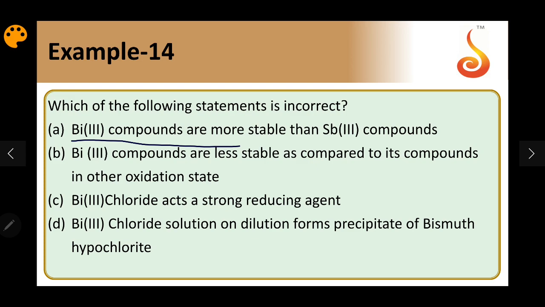That means not an answer for the given question. Second statement, Bi3+ compounds are less stable compared to other compounds of bismuth in other oxidation states. So the only oxidation states possible are Bi5+ and Bi3+. So Bi3+ is obviously more stable than Bi5+. So this is a wrong statement and an answer for the given question.